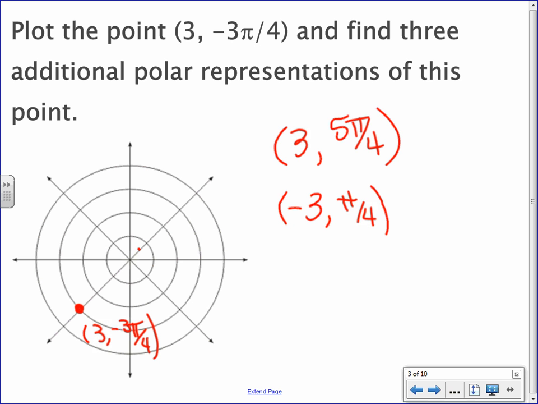Andrew also said negative 3, negative 11 pi over 4. Okay? Negative 11 pi over 4. No. Okay, you're thinking it's still positive 3. If you wanted a negative angle and a negative r, this would be negative 7 pi over 4. That would work, right?